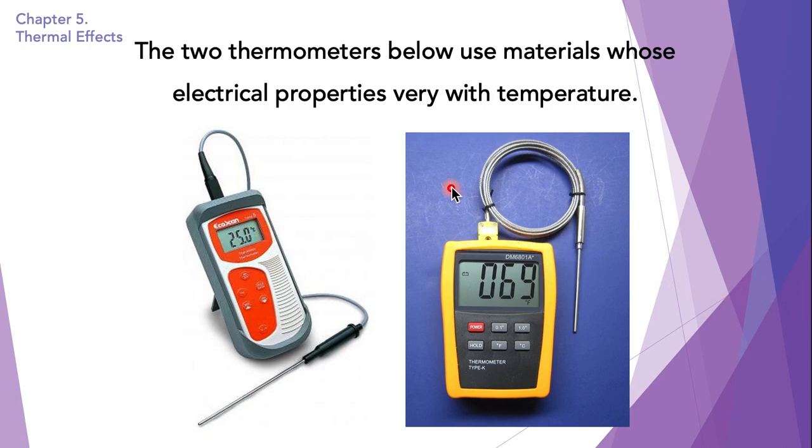Then we have the thermocouple thermometer. Two different metals are joined to form two junctions in this thermometer. A temperature difference between the junctions causes a tiny voltage which makes a current flow. The greater the temperature difference, the greater the current would be.